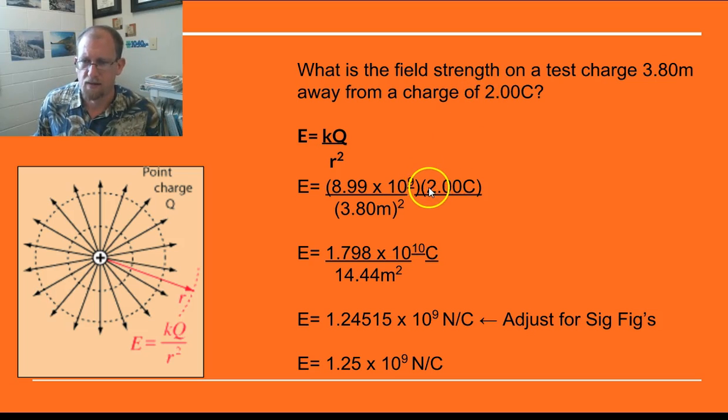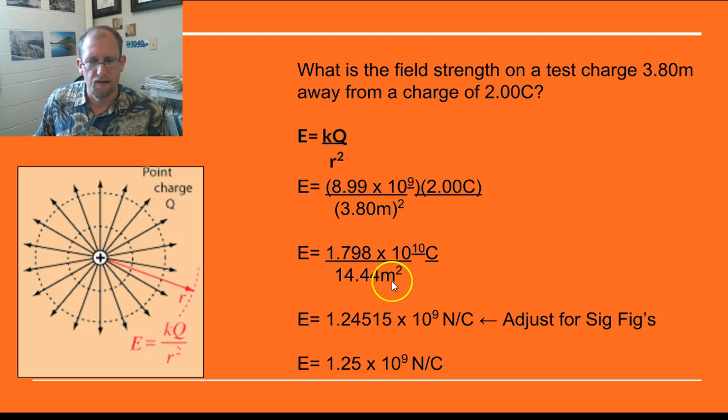So plus 2.00 coulombs. And then I'm going to divide that by my radius of separation of 3.8 meters. I'm going to square that. So let's square that. 3.8 squared is 14.44 meters squared. And then 8.99 times 10 to the ninth times 2 is 1.798 times 10 to the 10th.